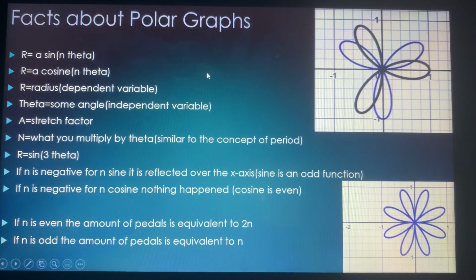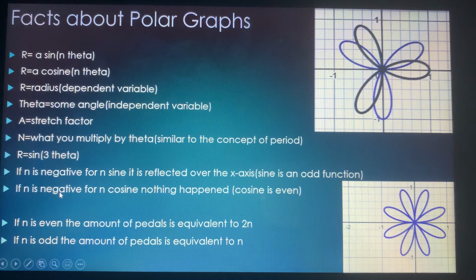Now the concept of n is similar to the concept of period. For example, up here, we have r equals sine of 3 theta. That's the one we have up here in purple. Since it's the sine of 3 theta, we have 3 petals: 1 petal, 2 petals, 3 petals. Now, n can change, and it can be either positive or negative.